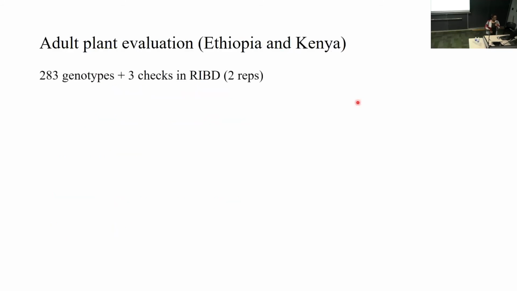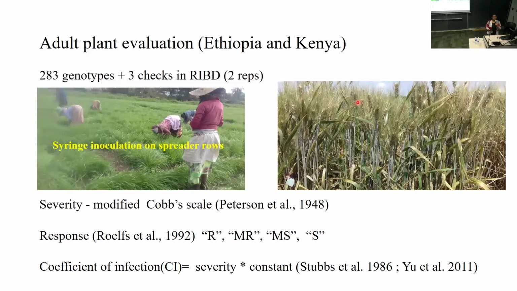And we evaluated the panel of the same genotypes for adult plant resistance, including 3 checks, in a randomized complete block design with 2 reps in Ethiopia and Kenya. And this is how the nursery looks. The genotypes were planted in 2 rows of 1 meter length and surrounded by spreader rows. The spreader rows are a combination of universally susceptible varieties in equal proportions. There are 4, and their spore suspensions are inoculated on the spreader rows at 1 meter intervals.